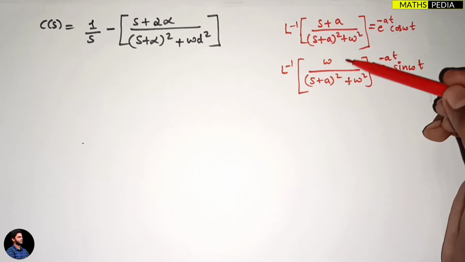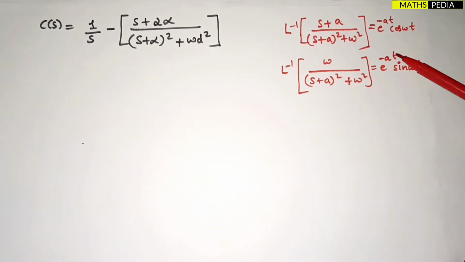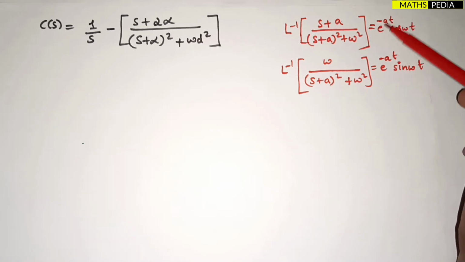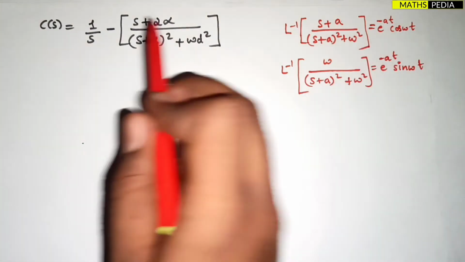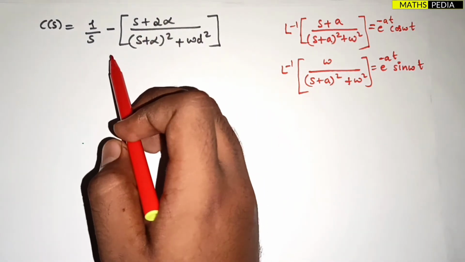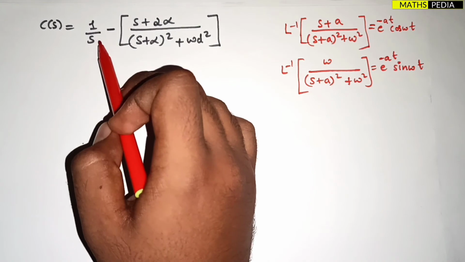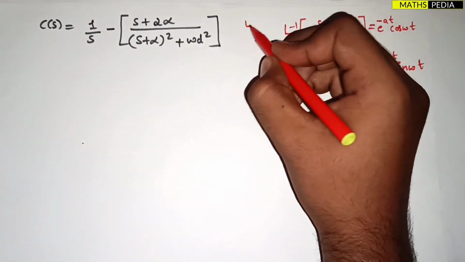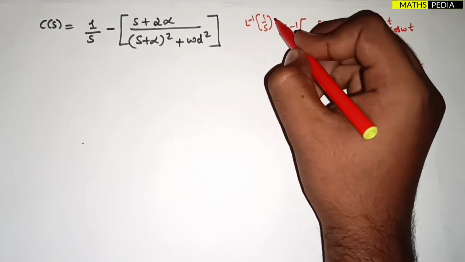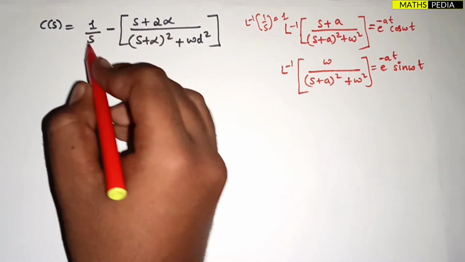What is the difference between these two? It is s plus a in the numerator here, here it is omega, so it changes. Here it is e power minus at cos omega t, here it is sine omega t. That's the difference. So these two formulas you have to apply here. For that purpose, if you carefully see this part, 1 by s, it is directly 1 itself. Laplace inverse of 1 by s is nothing but 1. Okay, so I'll just simplify this.